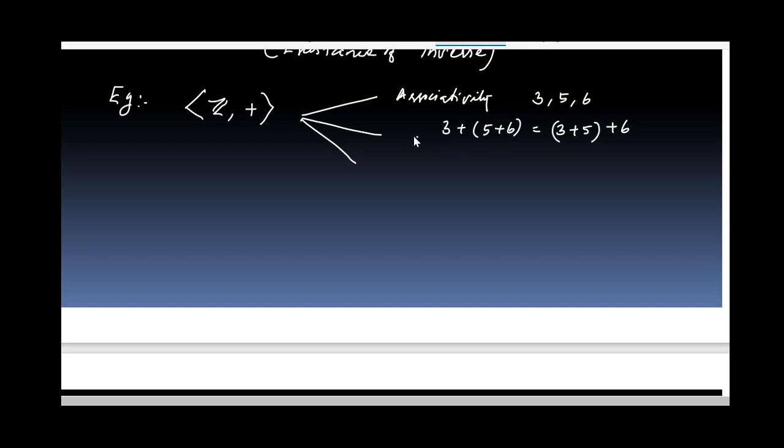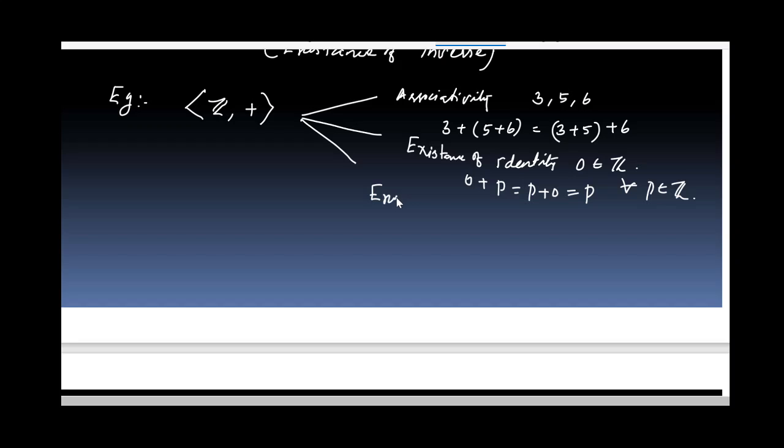Now, existence of identity. What should be the identity there? Identity means evidently 0 belongs to Z, such that 0 + P equal to P + 0 is equal to P for every P belongs to Z, right? So this is existence of identity.